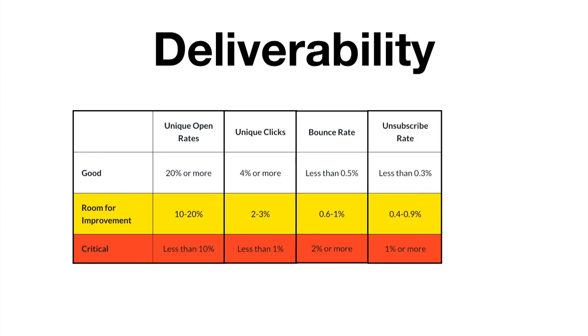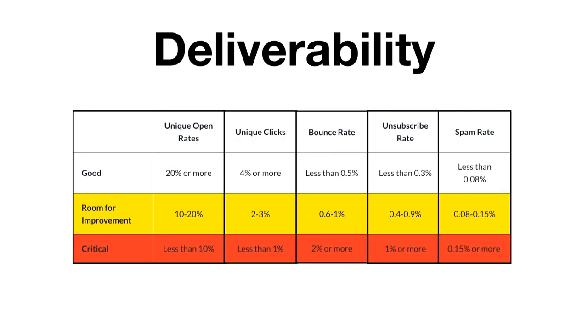For our unsubscribe rate, we want to see less than 0.3%. Room for improvement would be between 0.4 and 0.9. And if it's over a 1% unsubscribe rate on our emails, that's critical. We want to take a look at it. And last but not least, our spam rate. To be in the good, we want to see less than 0.08%. Room for improvement, 0.08 to 0.15%. And critical, if we see 0.15 or more spam rate, we want to take a look at that one.